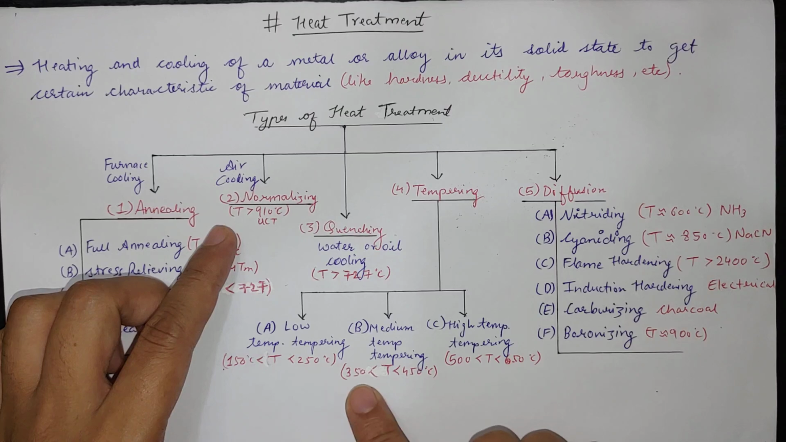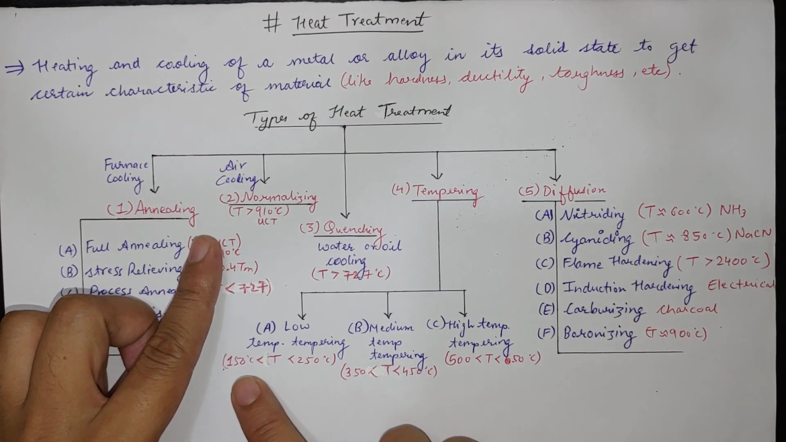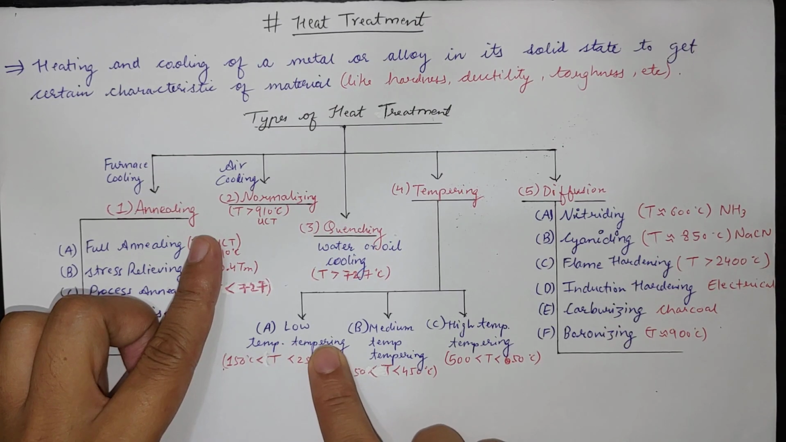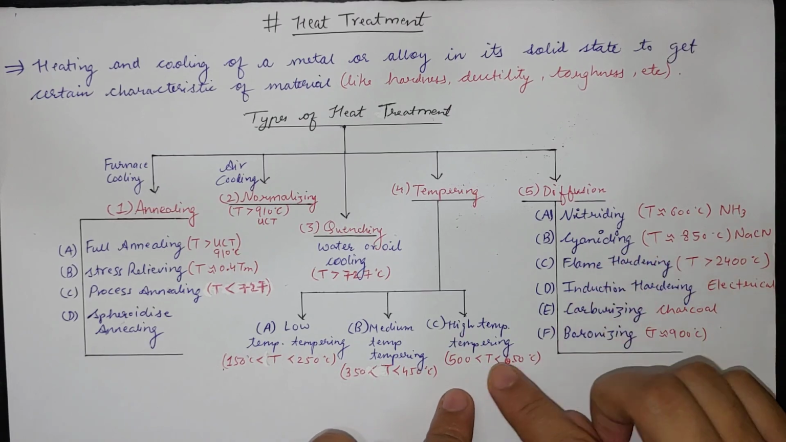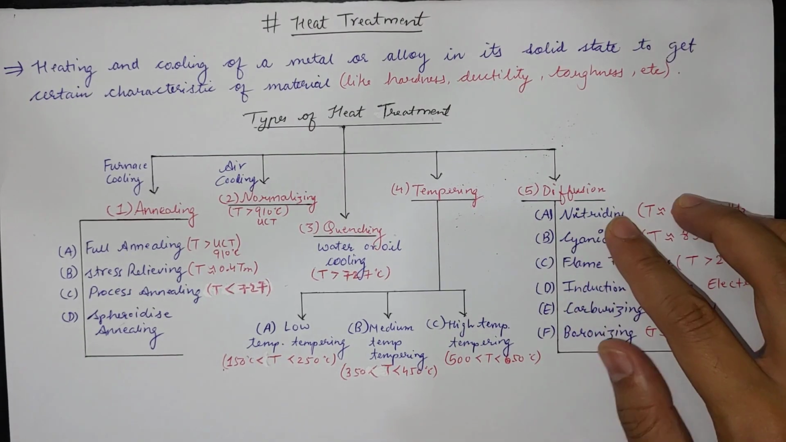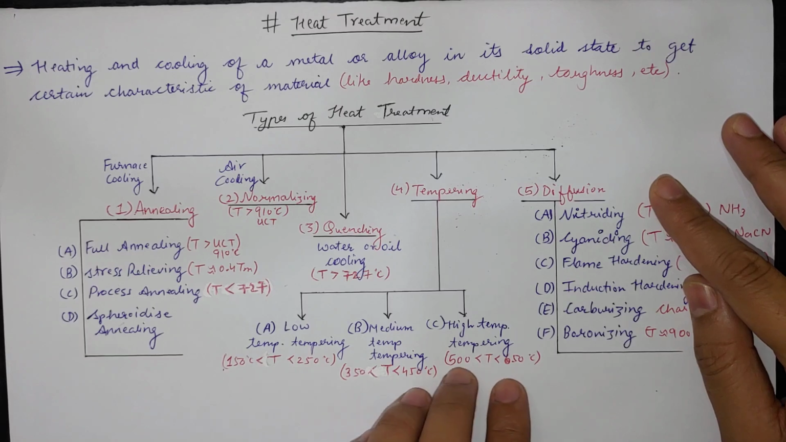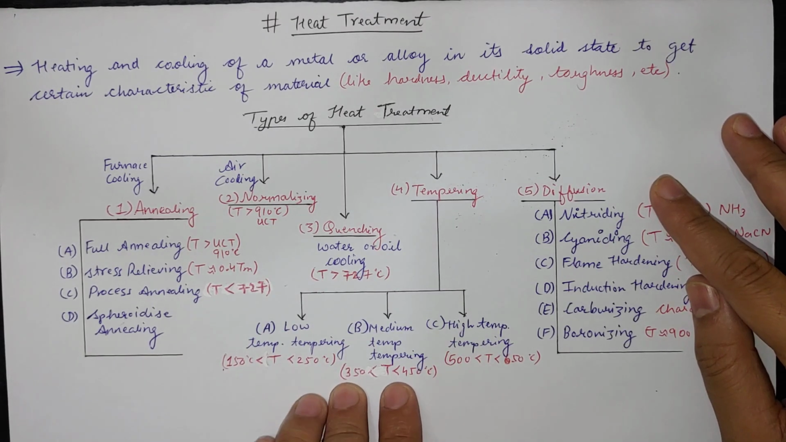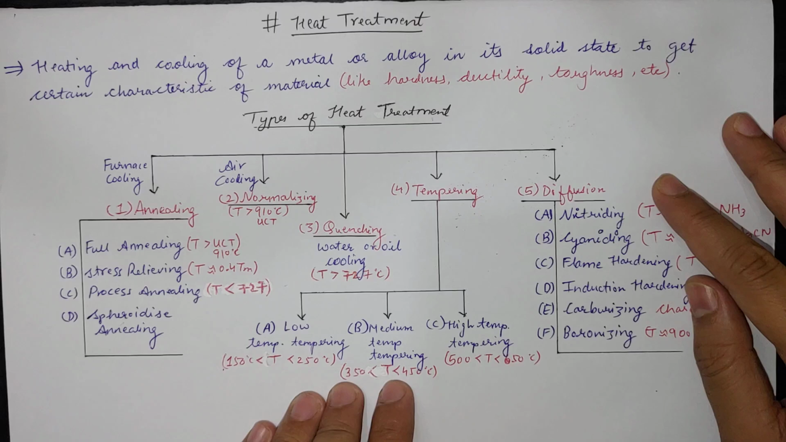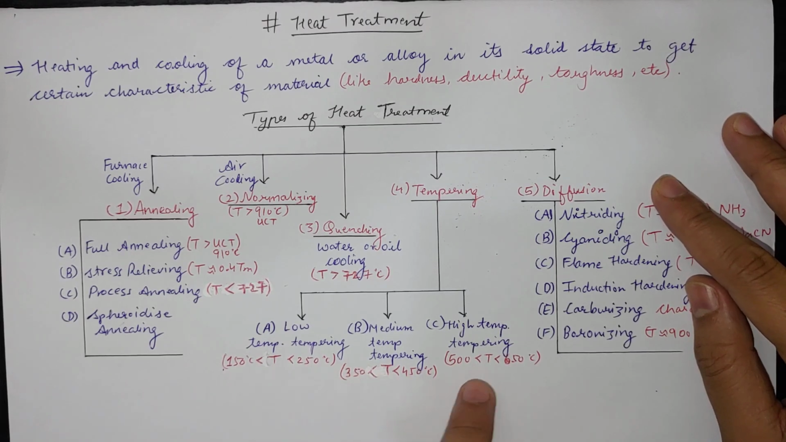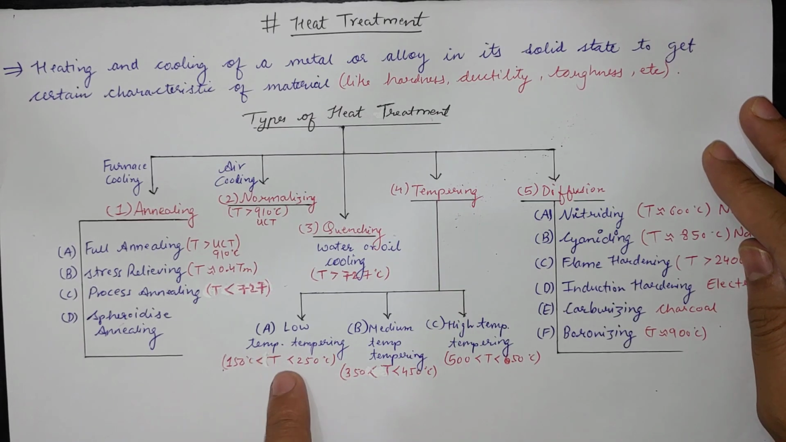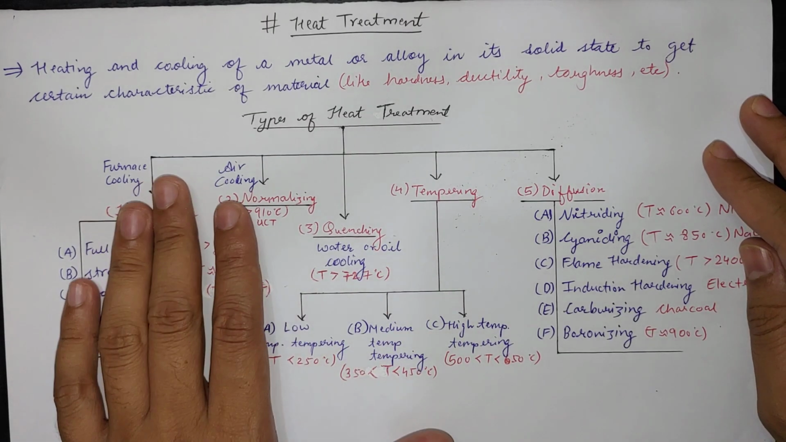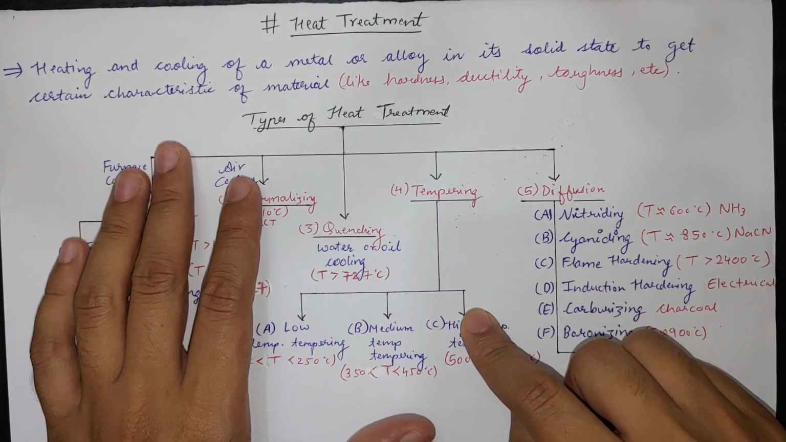Here we have three separate tempering temperature ranges: 150 to 250, which is called low temperature tempering, medium temperature is 350 to 450, and high temperature tempering is 500 to 650. The higher the temperature, the more the stress relieving and the more ductility is introduced into the material. These three have separate applications, and they are differentiated based on the temperature range. We'll discuss tempering also in further videos.